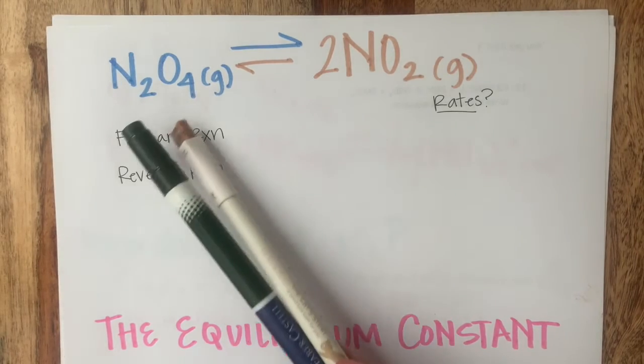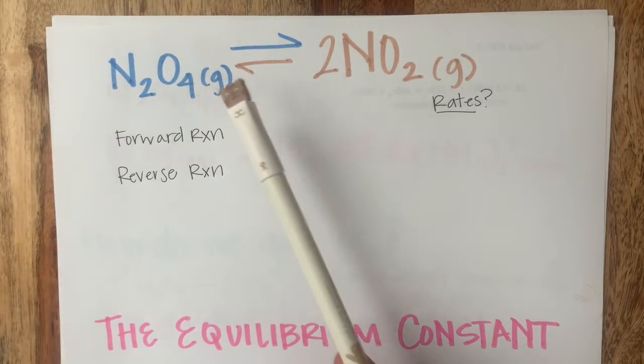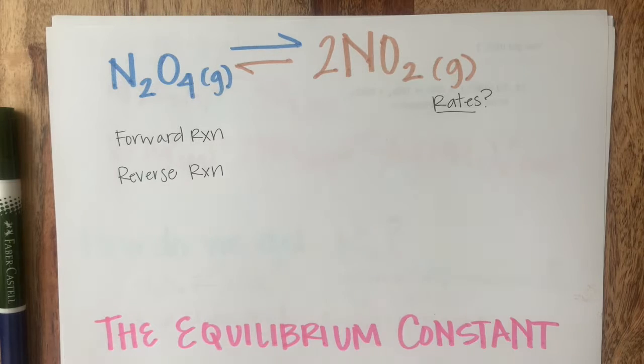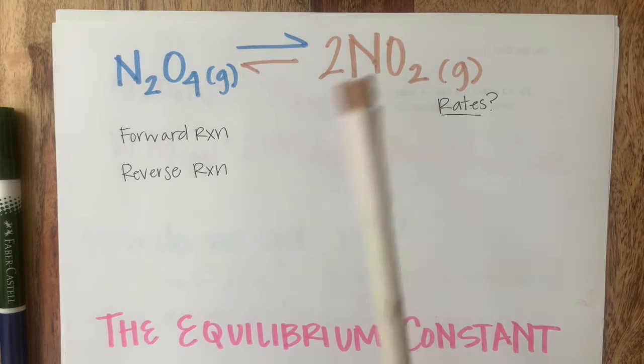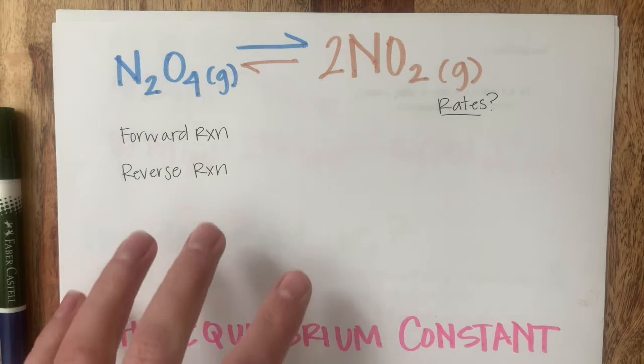Okay, here is our reaction from yesterday. We had the almost colorless N2O4 turning into nitrogen dioxide and vice versa, right? They're both gases. So in order to figure out all this equilibrium constant stuff that we are talking about in this video today, we first just need to think about this in the context of what the different reactions are and what's going on there.